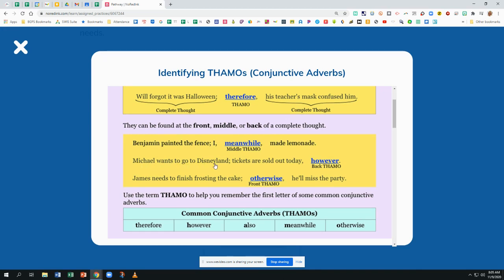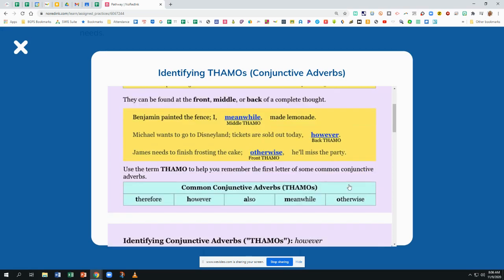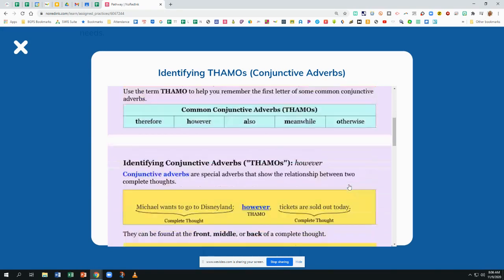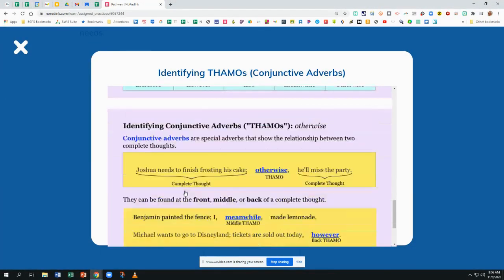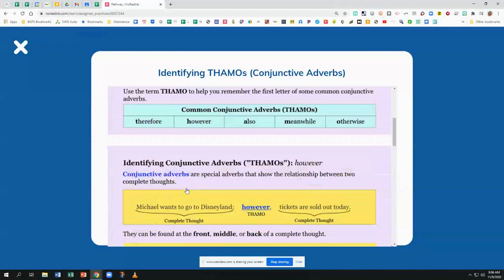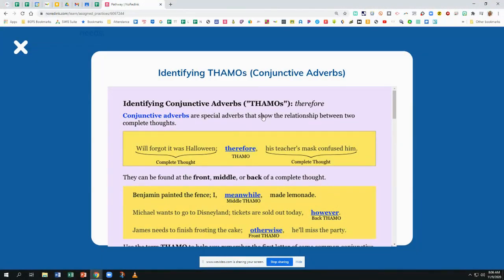Michael wants to go to Disneyland. Tickets are sold out today. However could go in the middle there. Michael wants to go to Disneyland. However, tickets are sold out today. But in this case, they put it at the end. It is still the conjunctive adverb. Right? Most commonly, you're going to find it in the middle, though. James needs to finish frosting the cake. Otherwise, he'll miss the party. All right? So don't forget, there are lots more examples here that you can look at, but I'm not going to go through all of them because they all basically are going to go over the same thing.